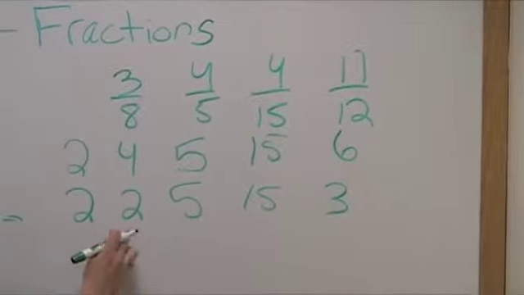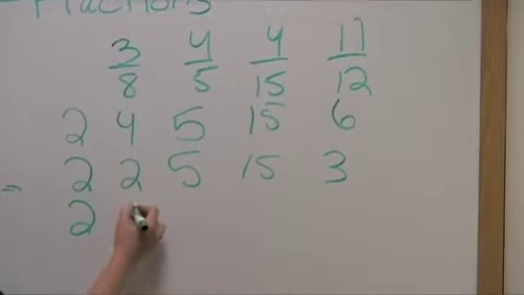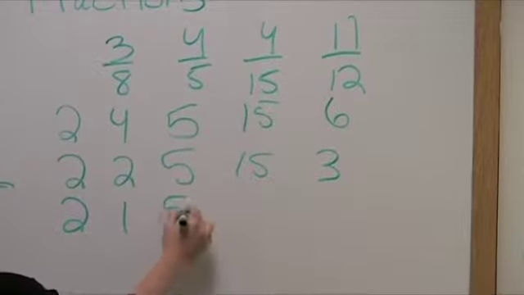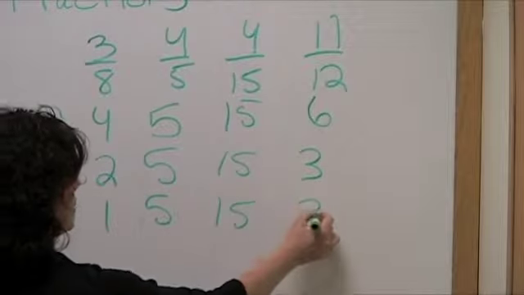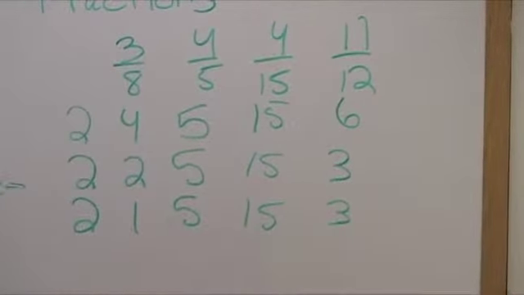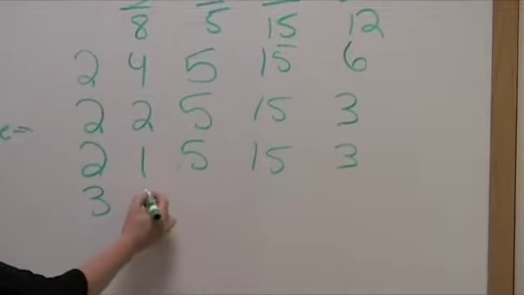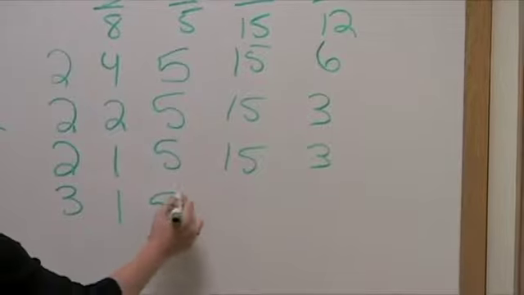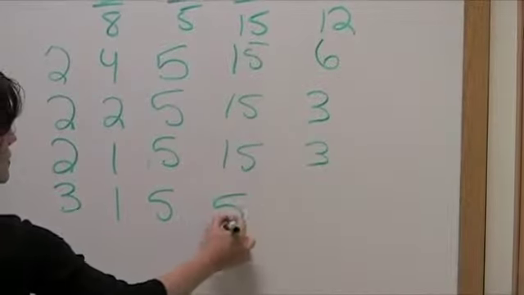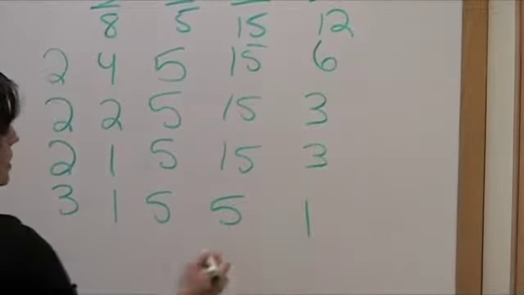I can do that again because I see I have another 2. So I pull out another 2. This leaves me with 1, 5, 15, and 3, since 2 can't go into any of these. Now I'm going to pull out another prime number, 3. Can't do anything with the 1. It doesn't go into 5. It does go into 15 5 times. It also goes into 3 1 time.